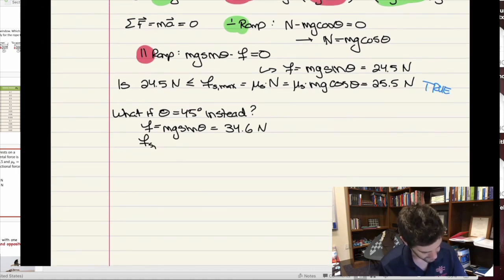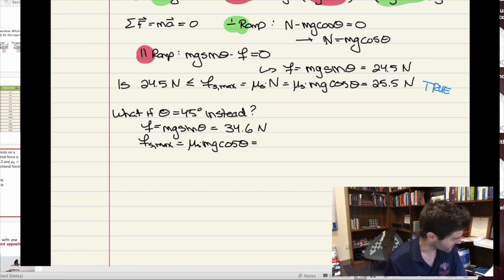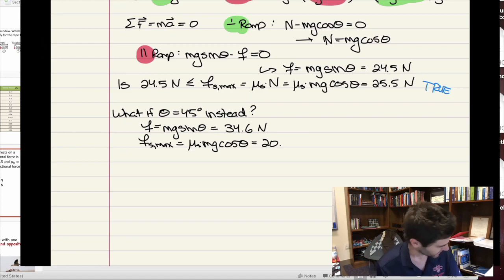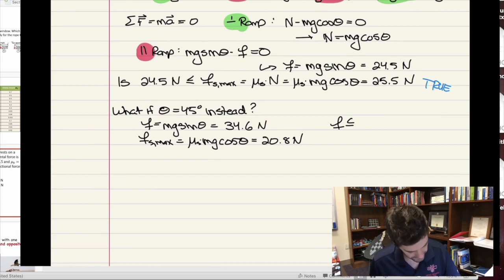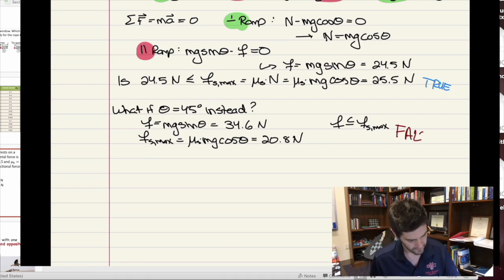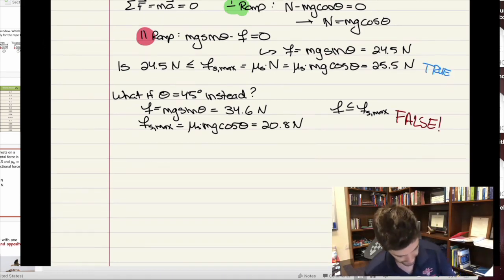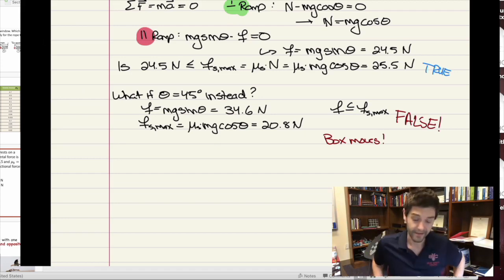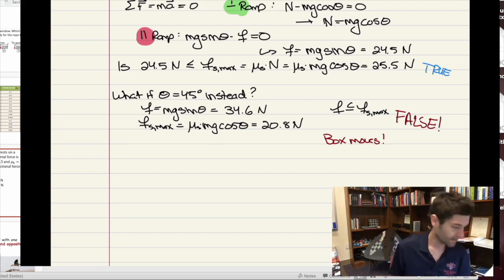And F_s max, which is the coefficient times mg cosine theta, becomes instead 20.8 newtons. So then F less than or equal to F static max is false. Which all that means is the box actually moves. We now have to go back and redo parts of this problem to calculate what this acceleration is.